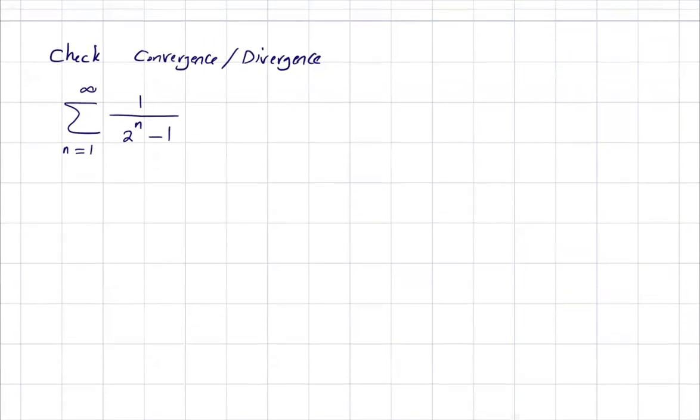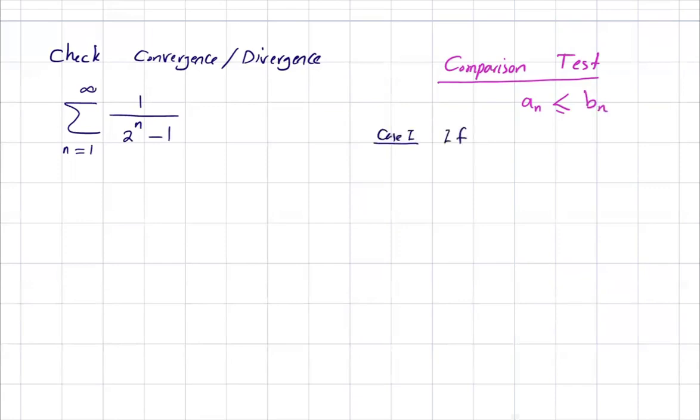For the comparison test itself, you have two cases. If an is less than or equal to bn, you get two cases. Case 1: if the larger series is convergent, then you can conclude that the smaller series is convergent.